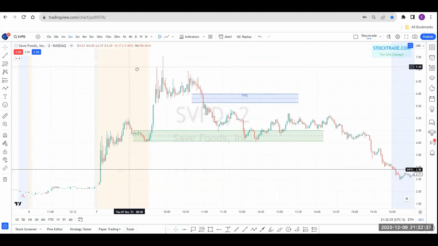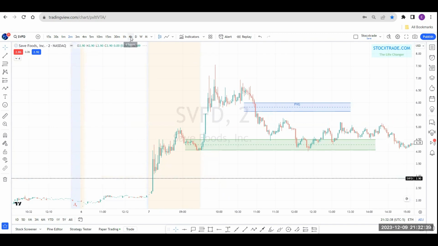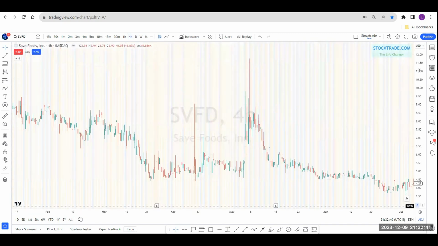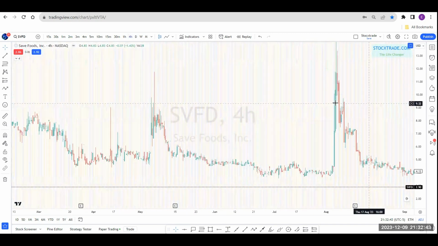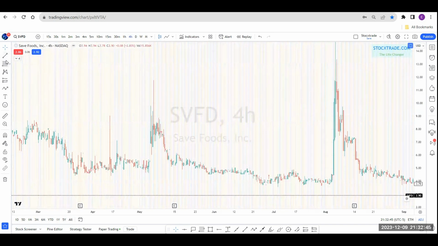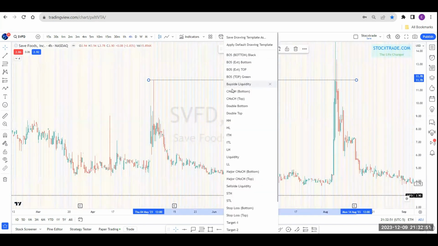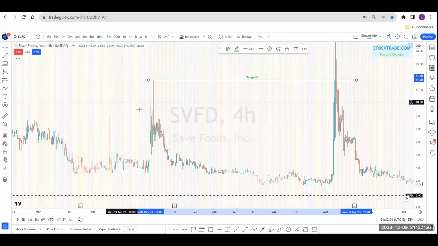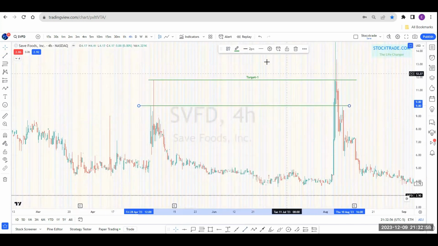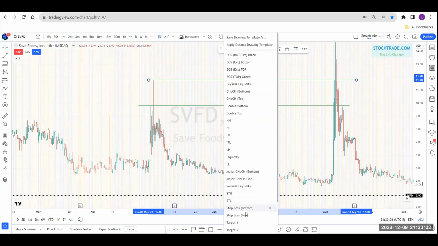And one more thing you can do is switch to the 4 hour and see if there is any wick. If there is any wick, that can be your target. I saw that wick, so that can be your target number 1, because this is the first wick. And before that, yes, there's another wick. Sorry, this is your target number 1, and that can be your target number 2.